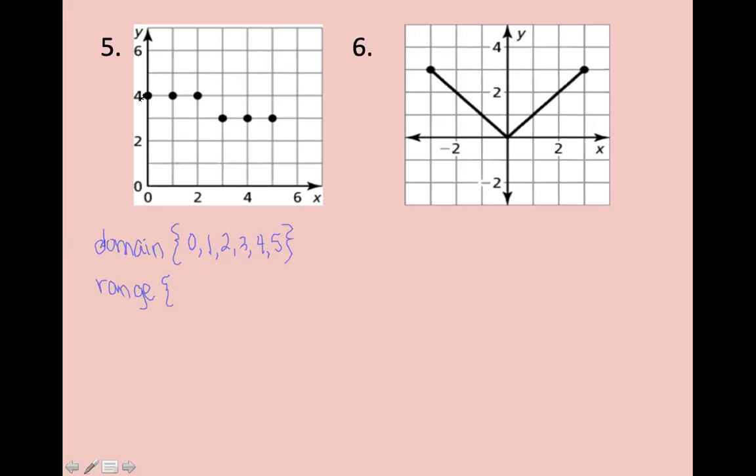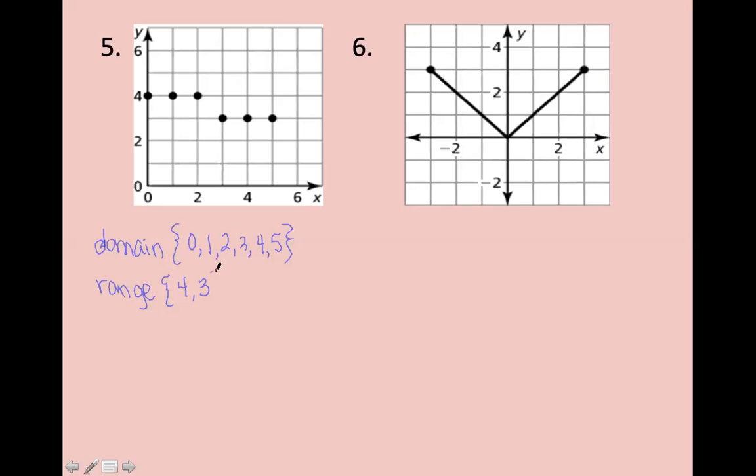So this is the point 0, 4. So I know 4 is in my range. This is the point 1, 4. So 4 is in my range, but I've already listed it, so I don't have to do it again. 2, 4. Again, I have the point 4. This point here would be the point 3, 4, or excuse me, 3, 3. We haven't had a Y value of 3 yet, so I'm going to list that. Then I have 4, 3. Oh, I already have 3. And I have 5, 3.